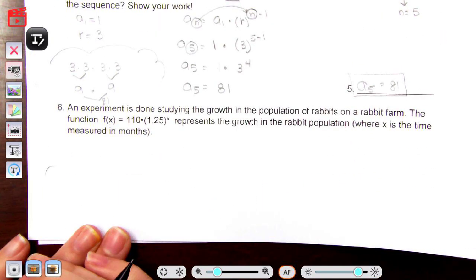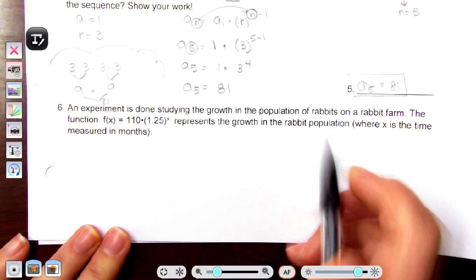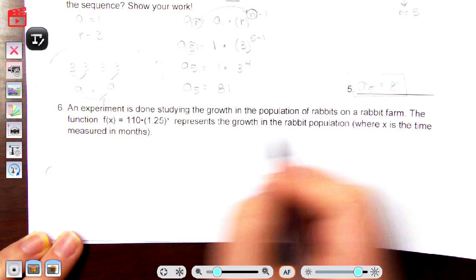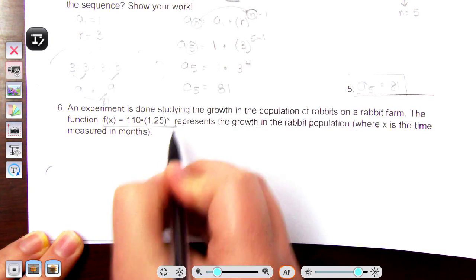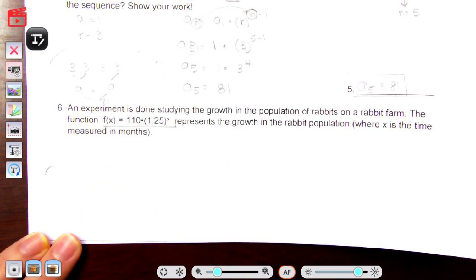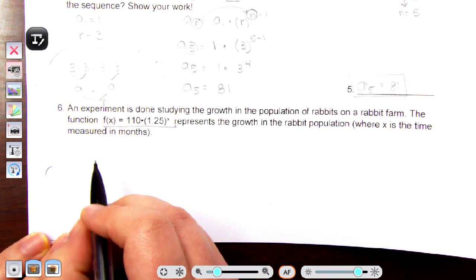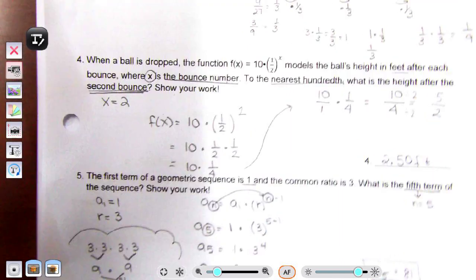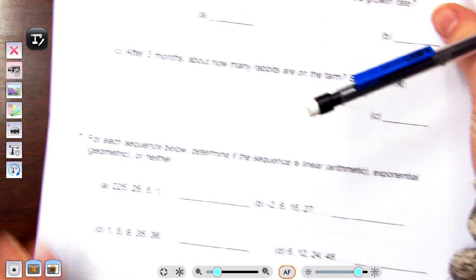All right, let's move on to number 6. An experiment is done studying the growth in the population of rabbits on a rabbit farm. The function f of x is equal to this, represents the growth in the rabbit population, where x is the time measured in months. So far, there's no question. I'm assuming it's carried over to the next page. Turn the page. There it is.